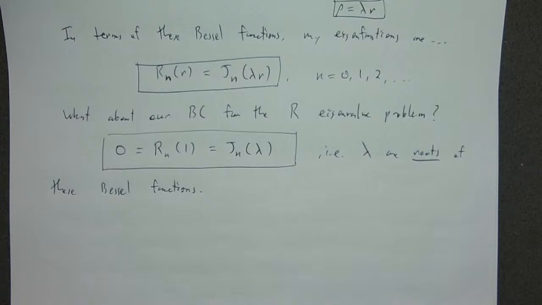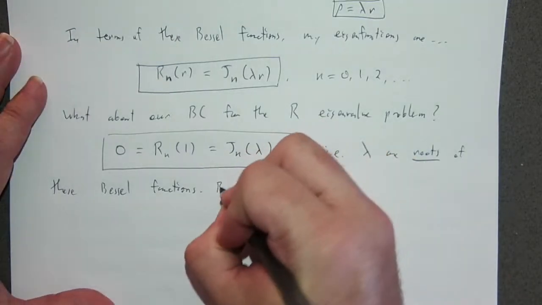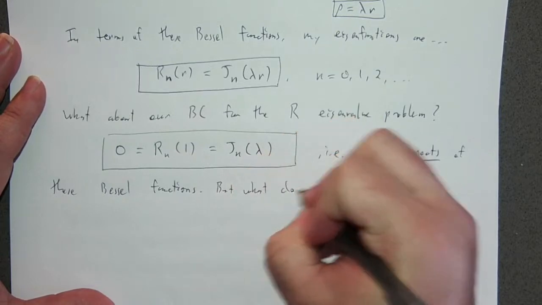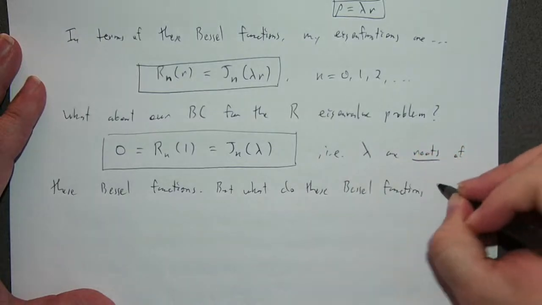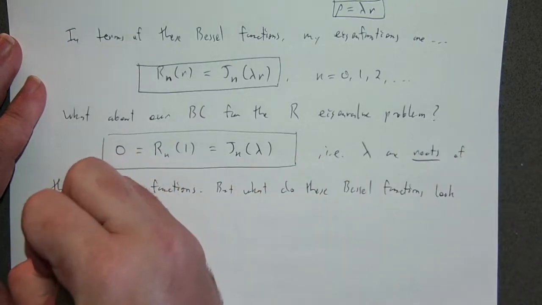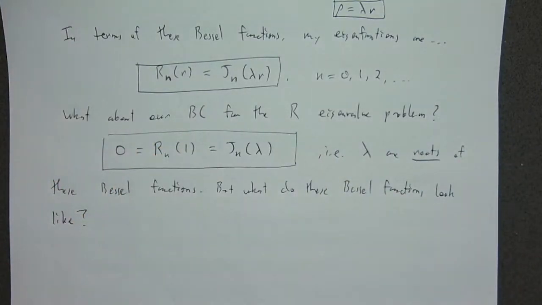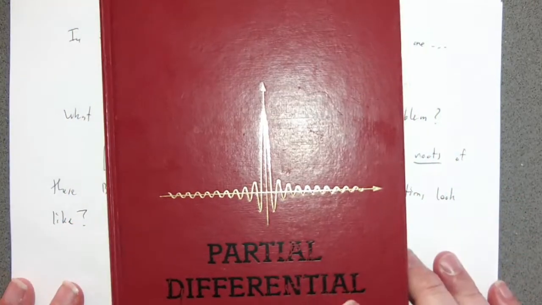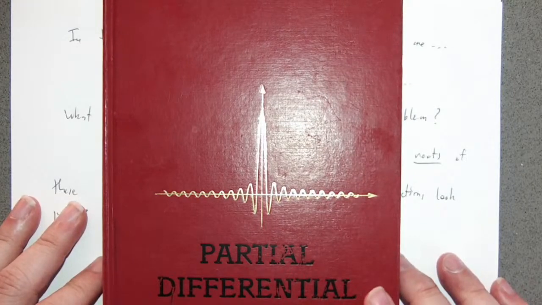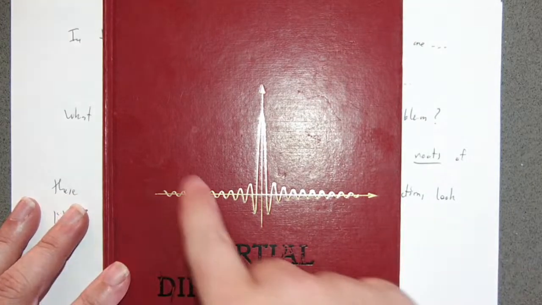Okay. But what do these Bessel functions look like? Well, let me go to my bookshelf real quick. This is some ancient edition of, I don't even know what edition of, Strauss's PDE. This was like the PDE book in a lot of ways for undergrads. On the cover of it has this graph. What is that? It's a Bessel function. So they look like this.